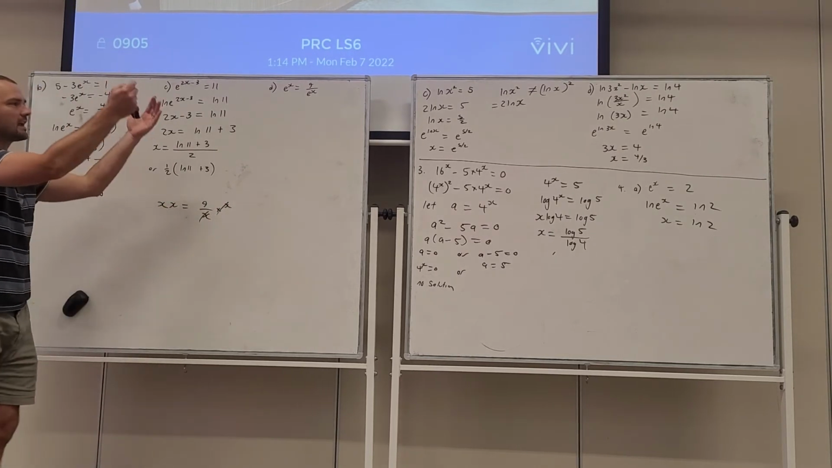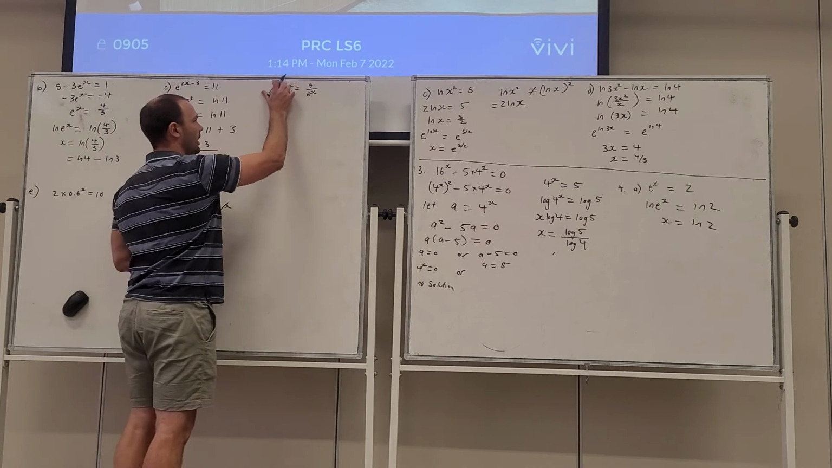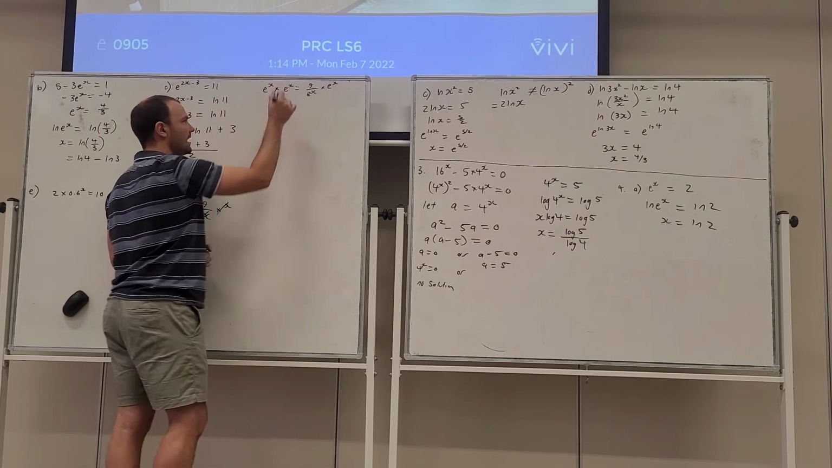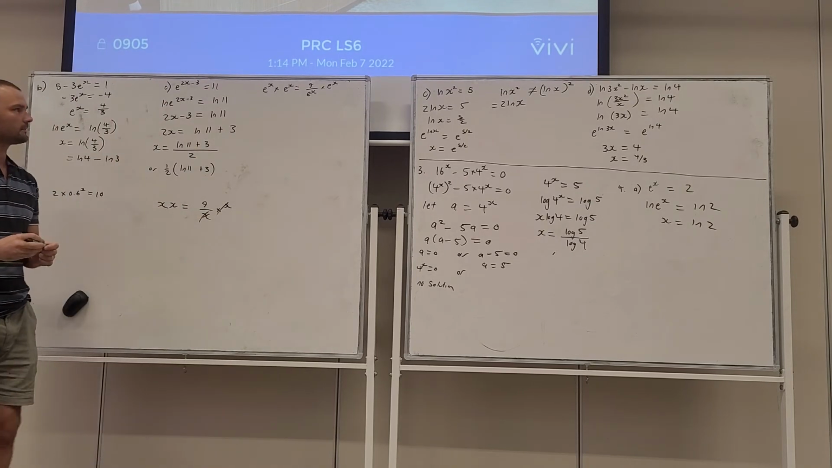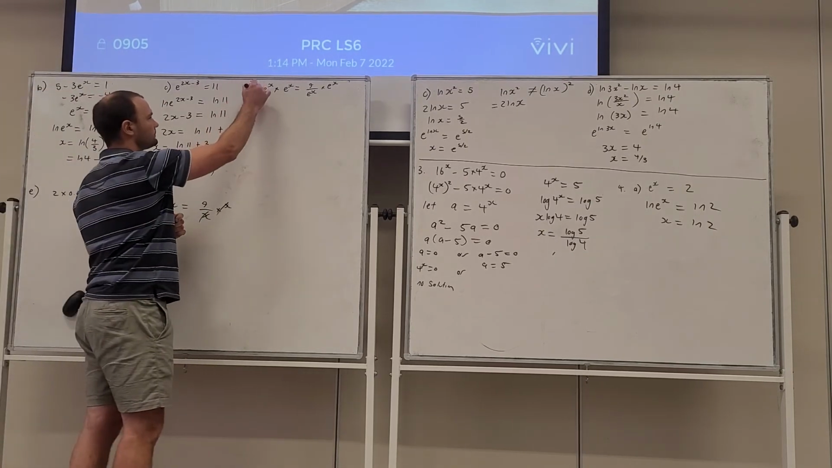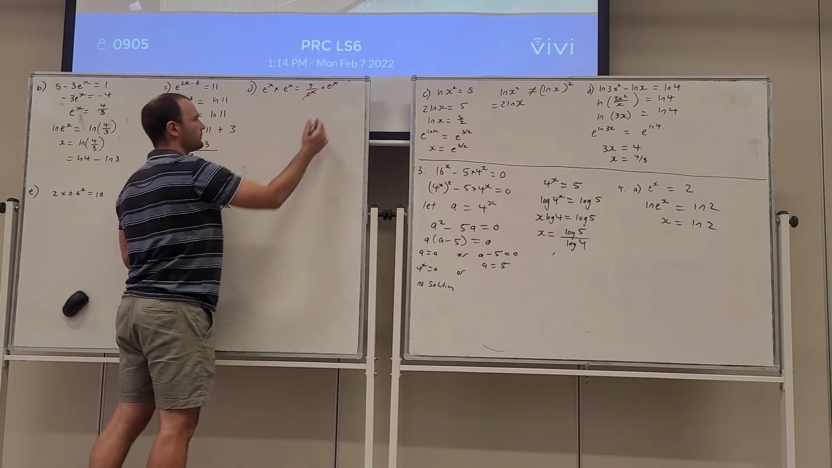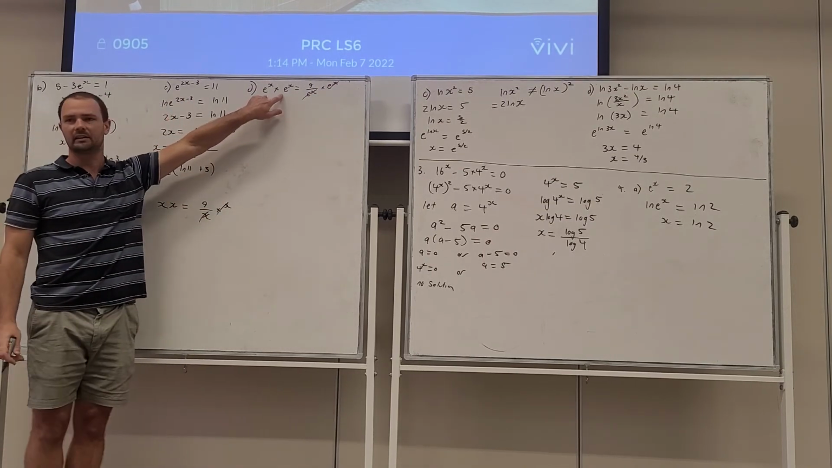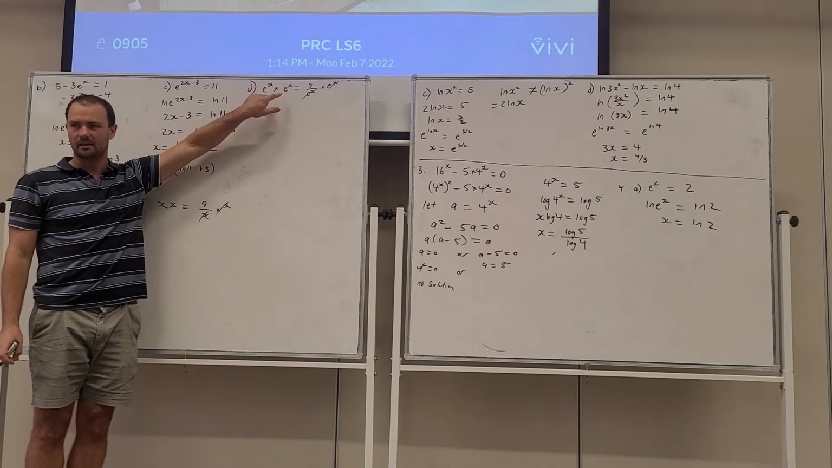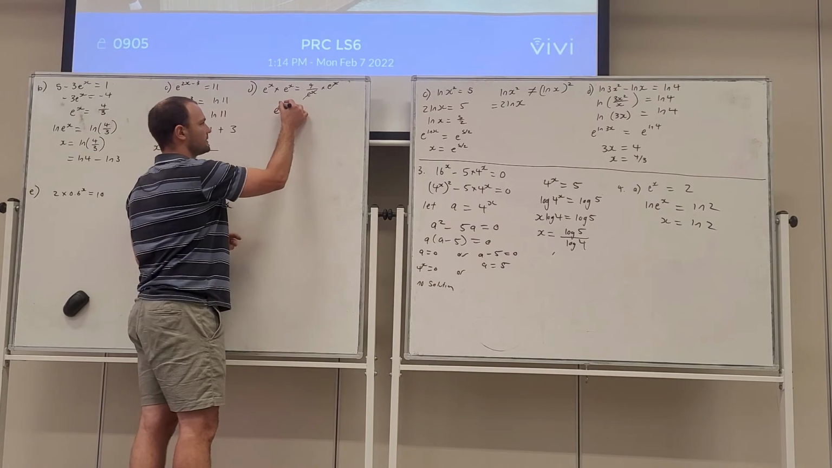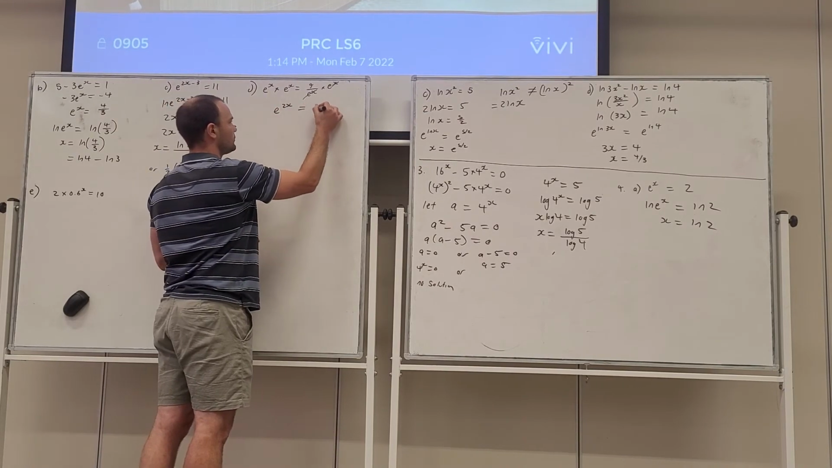So we need to do the same for this one. Let's multiply both sides by e to the x. Remember, you can do anything as long as you do it to both sides. So this is for D. Times both sides by e to the x. It's going to cancel at the bottom. Here we can collect these. If we have e to the x times e to the x, they have the same base, so let's add those powers together. This is e to the 2x equals 9.